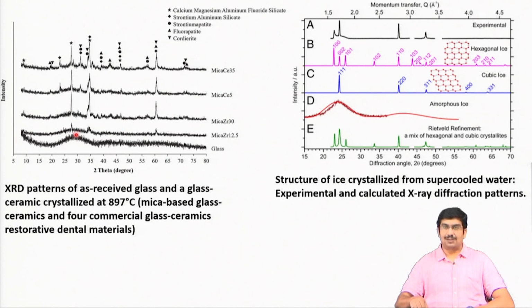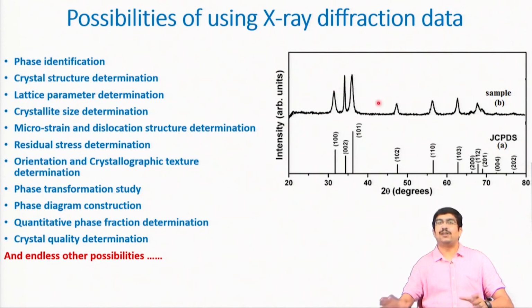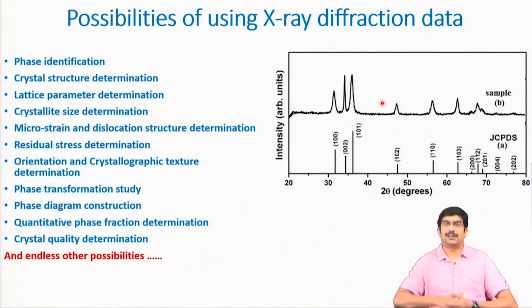Okay. So, this kind of study you can do, and this is the last thing that we can discuss in this part of the course: various possibilities of using X-ray diffraction data. Now, you can see this is the kind of X-ray diffraction profile that you can get from a real material. From this, of course, you can do phase identification. If you do not know what phase it is, or if you have a multi-phase material, a mixture of various phases, then you can find out which phase it is from your X-ray diffraction profile.